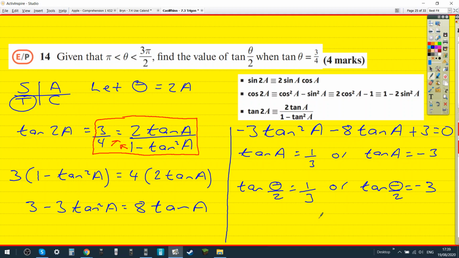Because it says value, not values. So one doesn't work with negative, does it? Why is that? Because it's positive in the tan quadrant. Well done. I'm just going to say reject negative answer, because tan is positive in this quadrant. I suppose you could say it's outside the range. And therefore, tan theta over 2 equals 1/3.